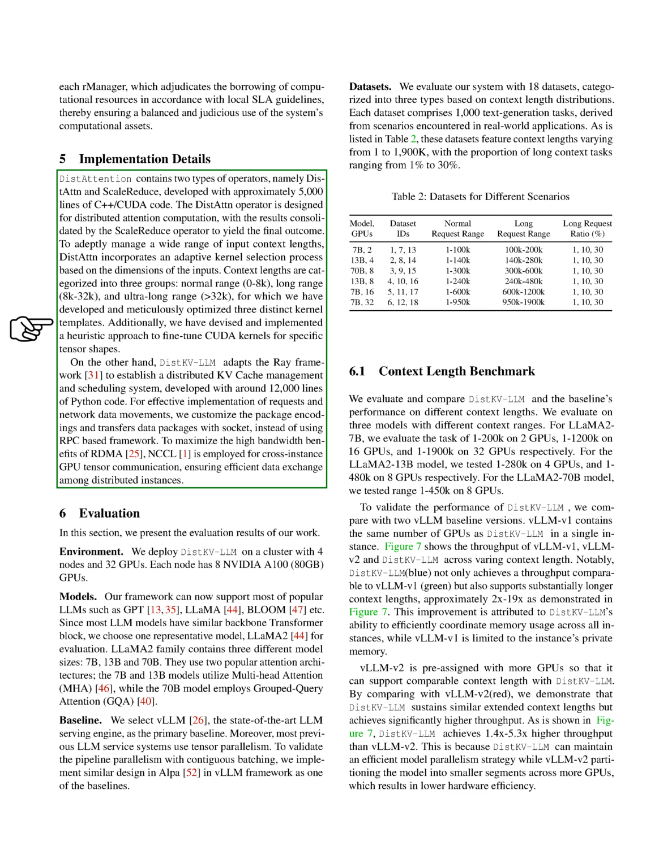As for the implementation details, DistAttention consists of two types of operators: DistAtten and scale-reduce, developed with about 5,000 lines of C++ CUDA code. The DistAtten operator is designed for distributed attention computation, with the results consolidated by the scale-reduce operator to yield the final outcome. To manage a wide range of input context lengths, DistAtten includes an adaptive kernel selection process based on the dimensions of the inputs. We've developed and optimized 3 distinct kernel templates for different context lengths. We've also implemented a heuristic approach to fine-tune CUDA kernels for specific tensor shapes.